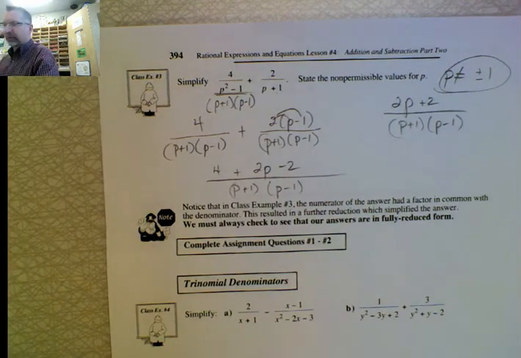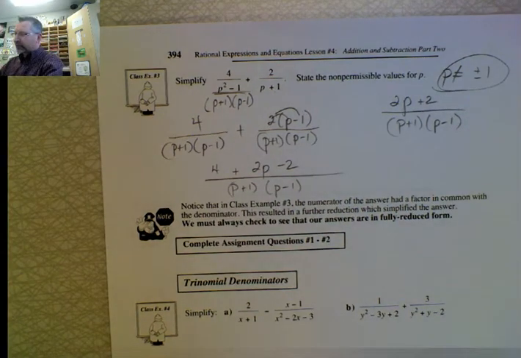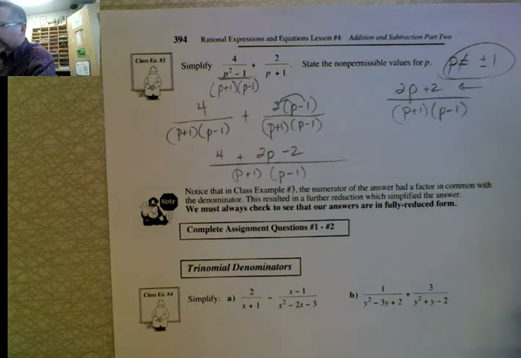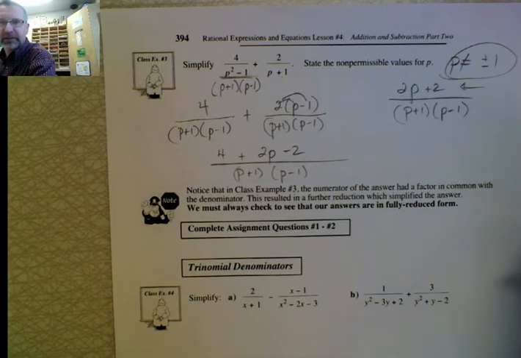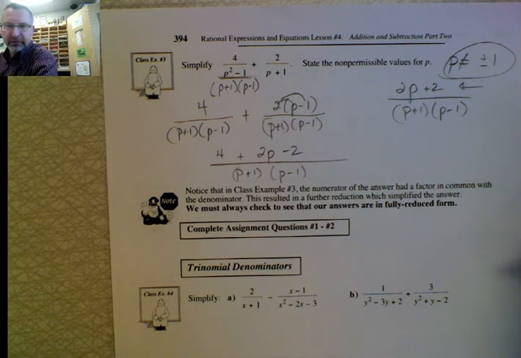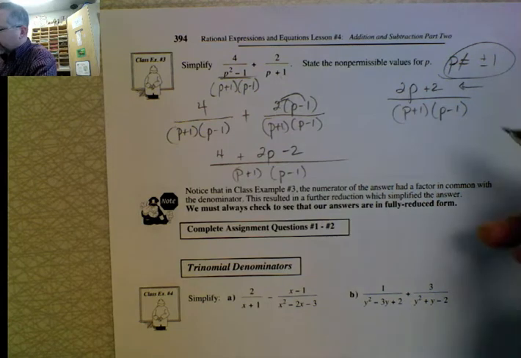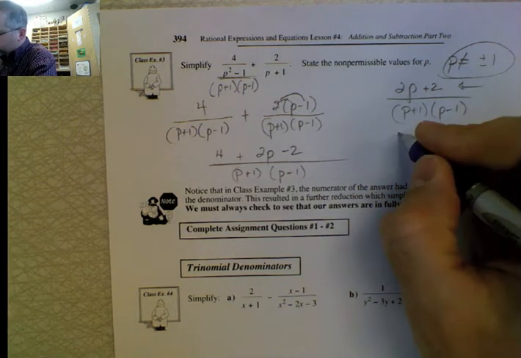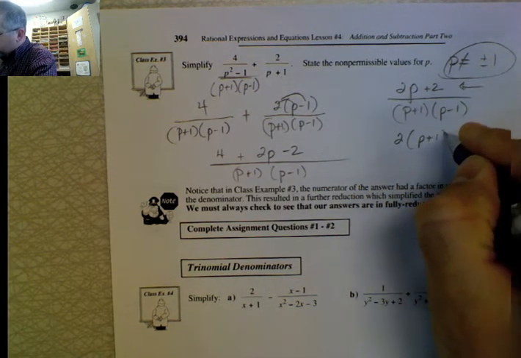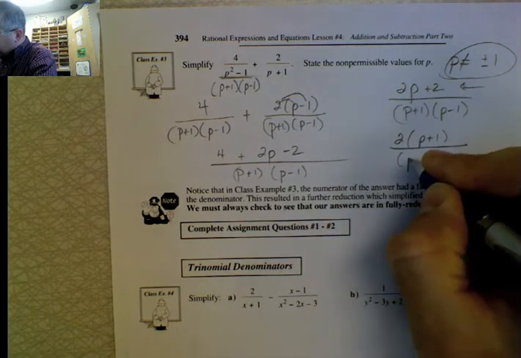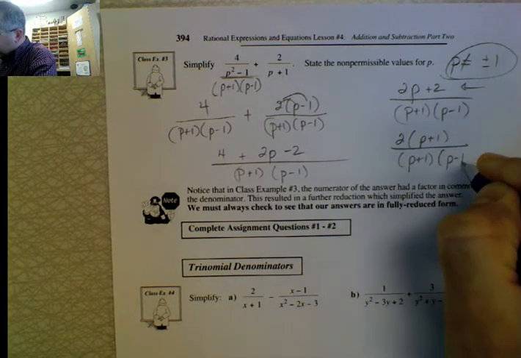Now, lots of people will think they're done at this point, but you have to look at this numerator. Remember, we have to try and simplify as much as possible. This particular numerator, what you're going to notice is that we can take out a common factor of 2, and you're left with p plus 1. And we have p plus 1 and p minus 1.